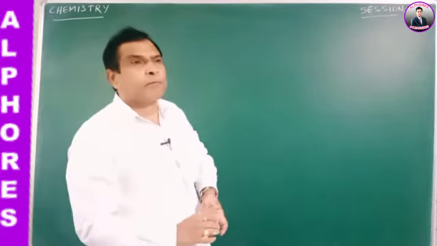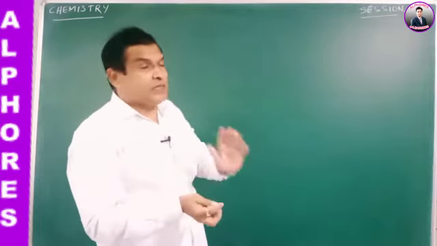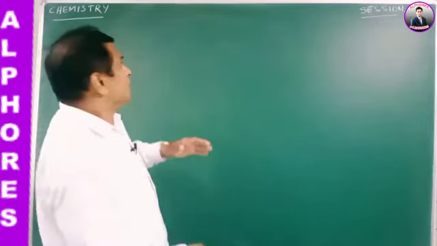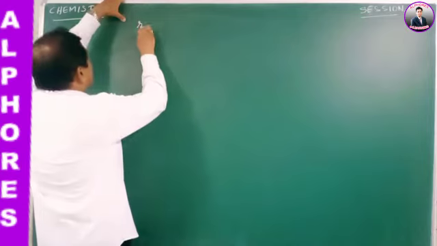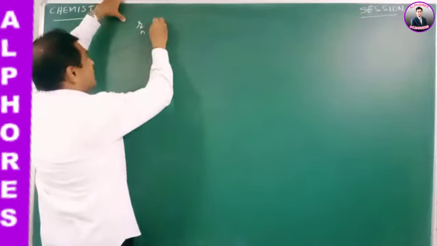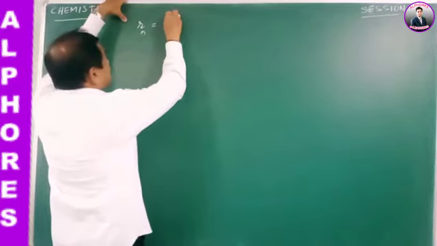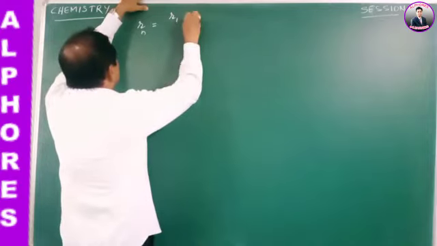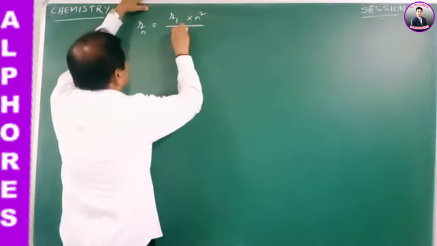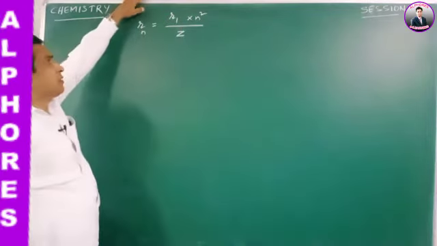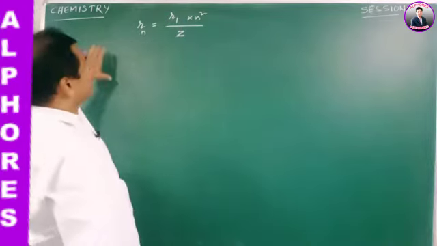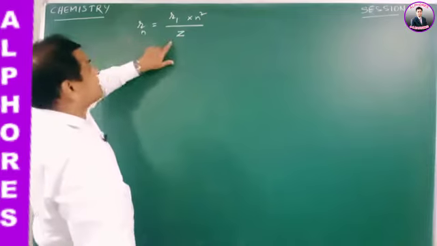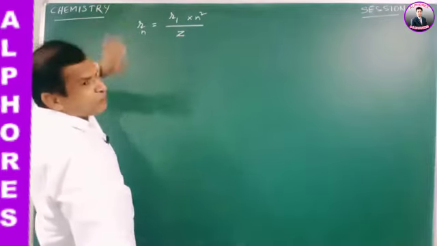According to Bohr's theory, the radius of the nth orbit of hydrogen atom is equal to the radius of the first orbit into n square by Z. That is the brief representation of the calculation of the radius of the nth orbit of species containing 1 electron. Okay, it is applicable for all, right?